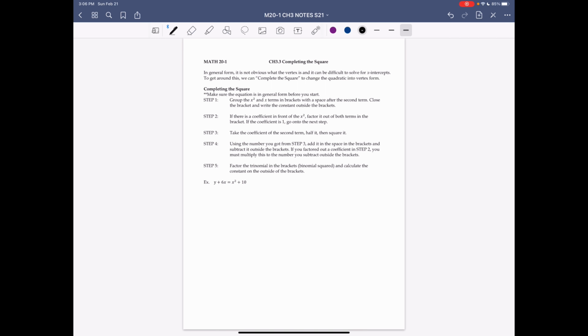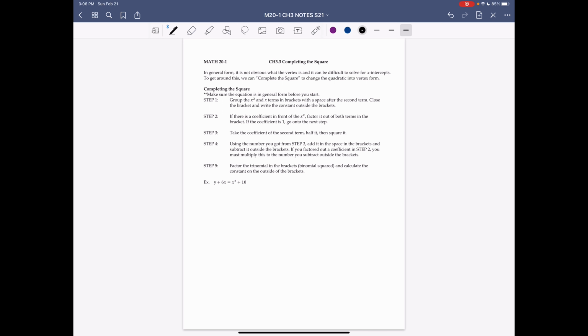Chapter 3.3, Completing the Square. In general form, it's not obvious what the vertex is, and it can be difficult to solve for x-intercepts. To get around this, we can complete the square to change the quadratic into vertex form.